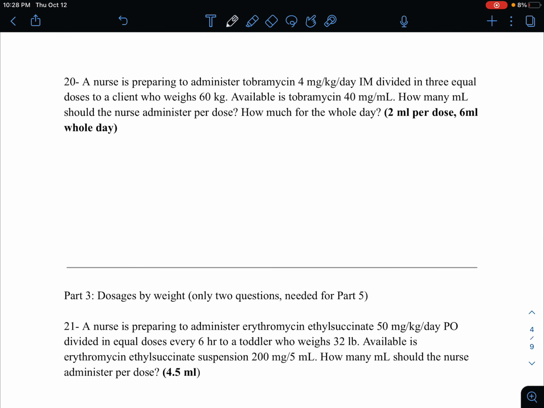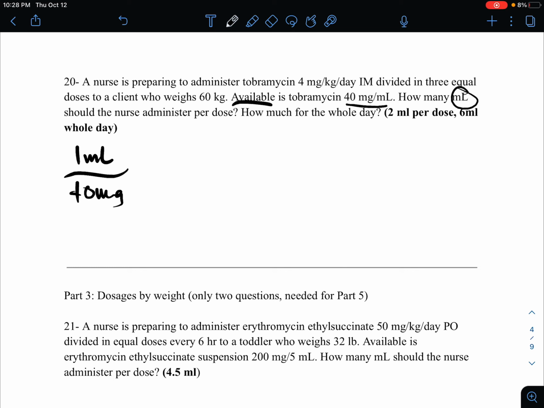Okay, a nurse is preparing to administer that medication 4 milligrams a kilogram a day, divided into 3 equal doses. The client weighs 60 kilograms and available is 40 milligrams per milliliter. How many milliliters should you administer? Once again, we're going to do the same thing. It's asking for milliliters, and the available is going to go first because that's what we have on hand. And since it's asking for milliliters, that will go on top. So 1 ml over 40 mg, right?